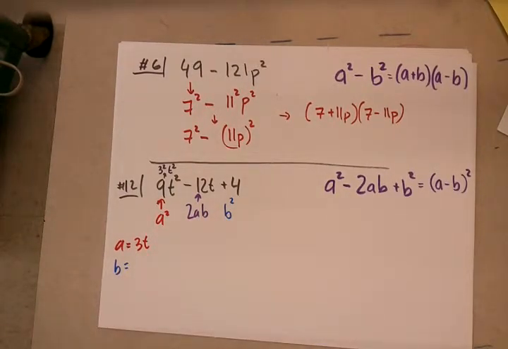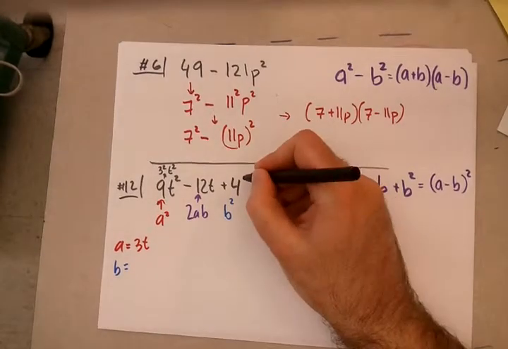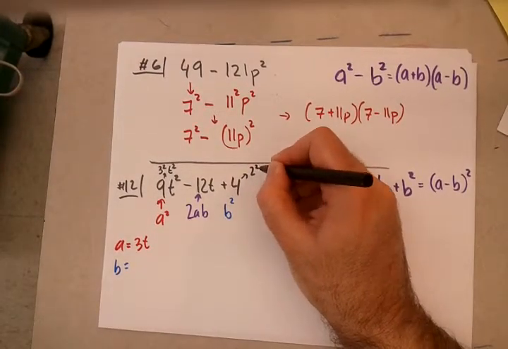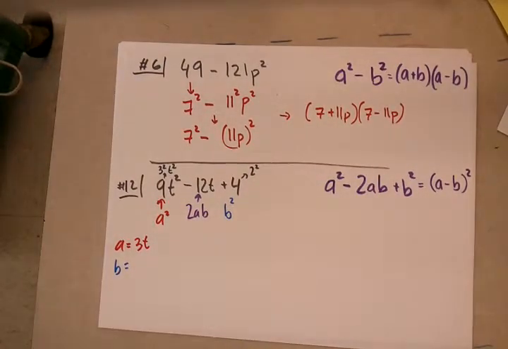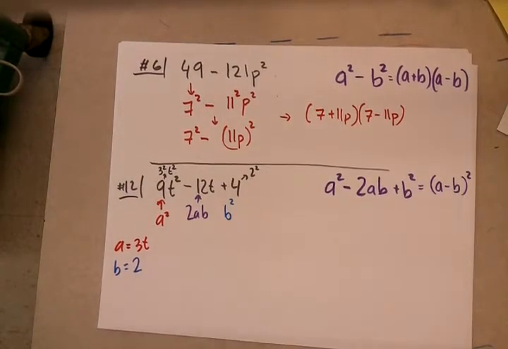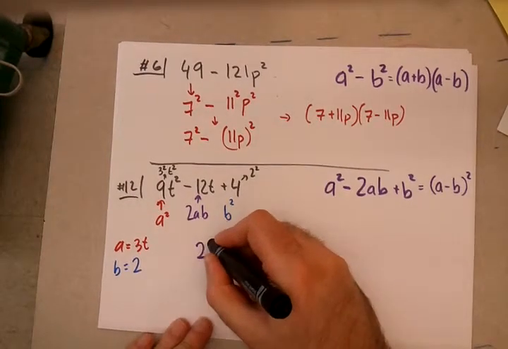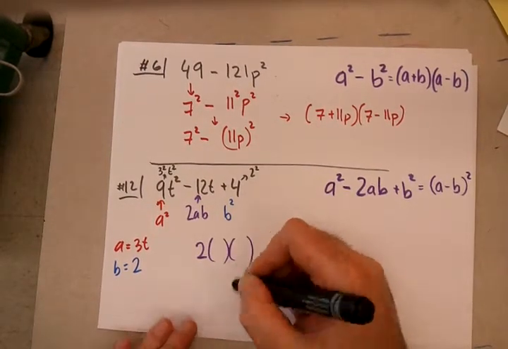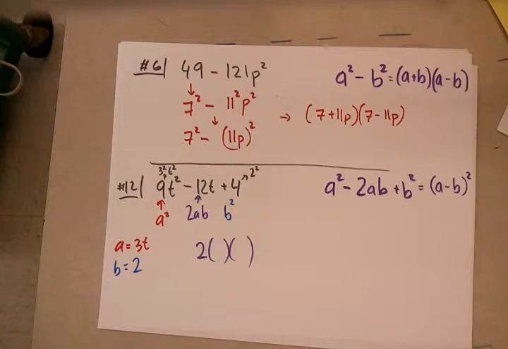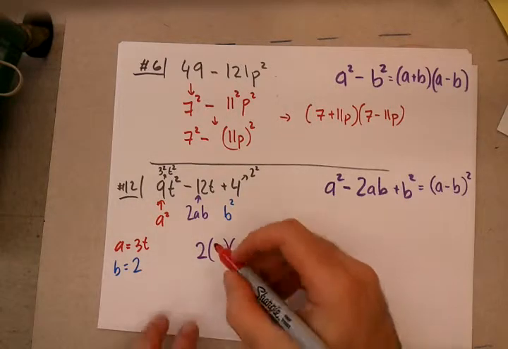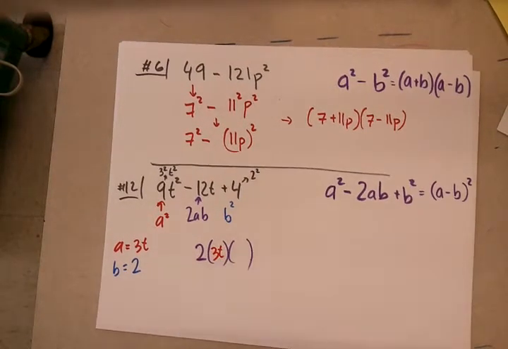The b corresponds to a 4, which you can write as 2 squared. So if b squared corresponds to a 2 squared, then b should correspond to a 2. And for the middle term, we have 2 times a times b, and we know what a and b are now. A is 3t and b is 2.